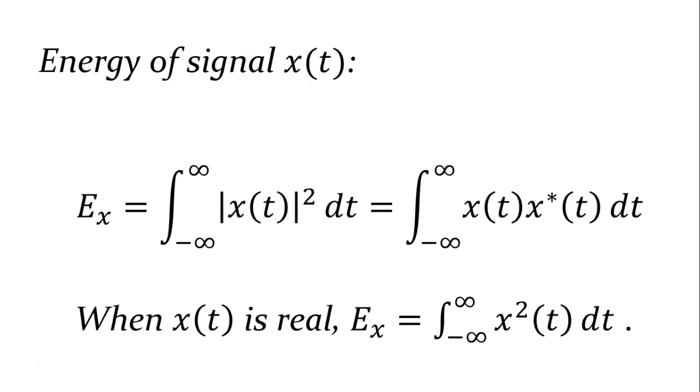If we know that x of t is real, then its energy is simply the area of x squared of t. In these calculations, units of energy are usually not specified. This is because we use energy to compare one signal with another as far as their relative capability to do work, and are not so much concerned with the exact amount of work that is done.